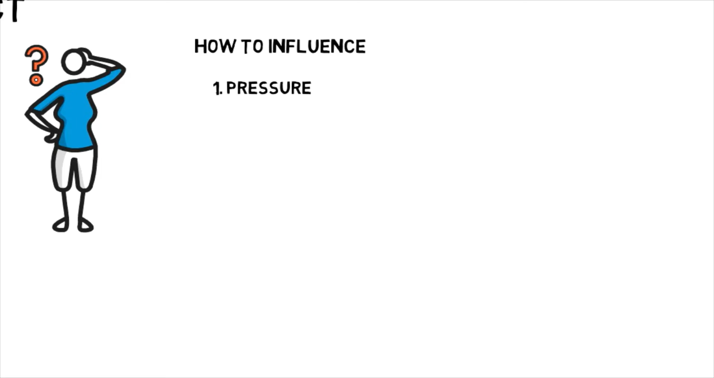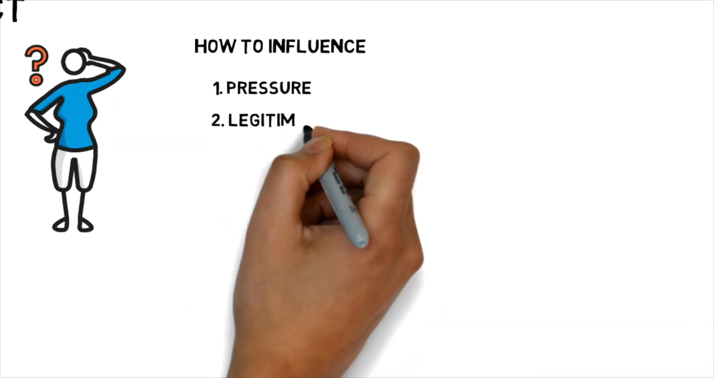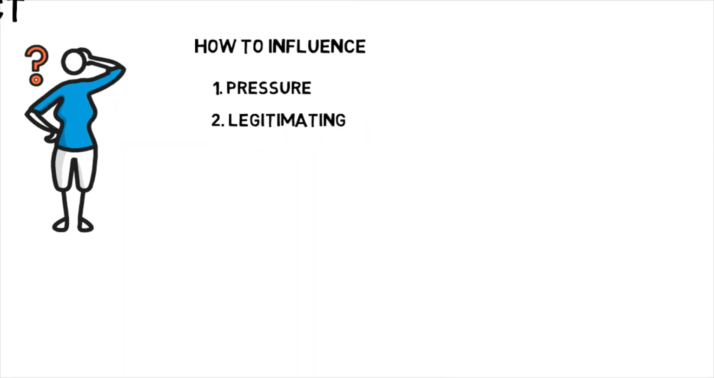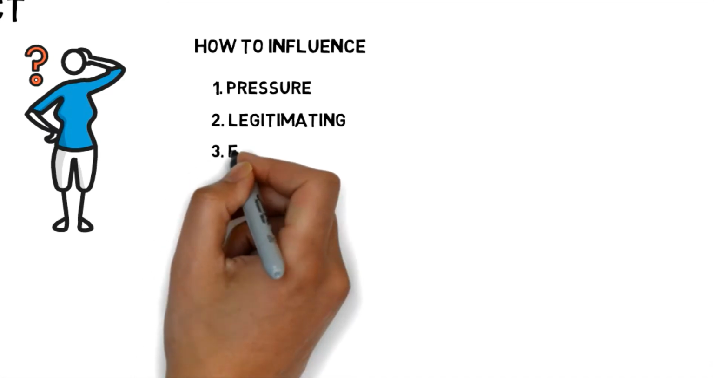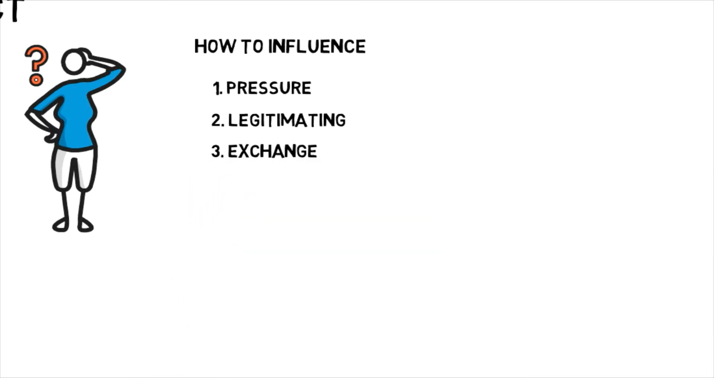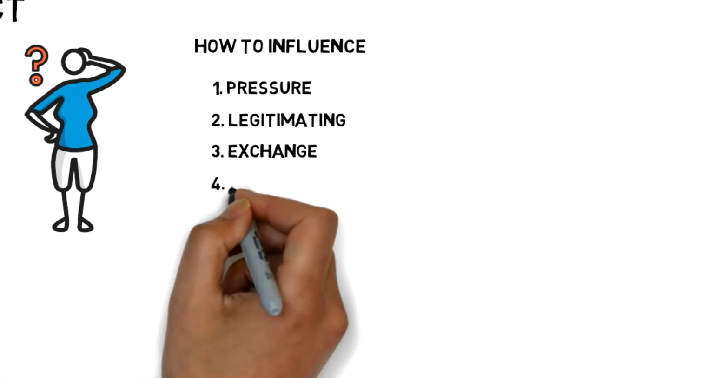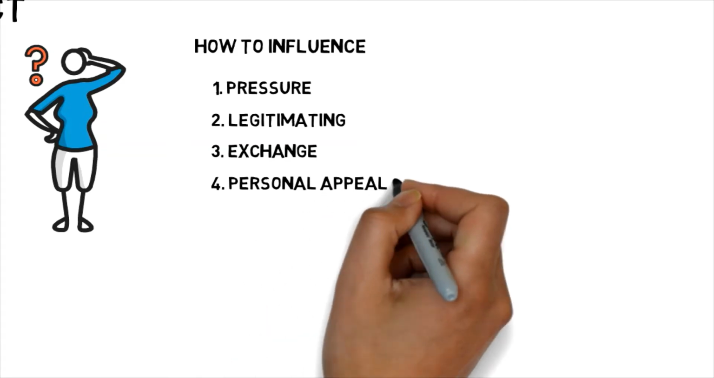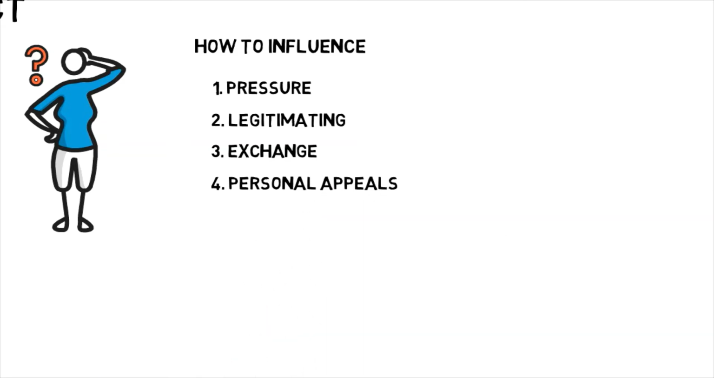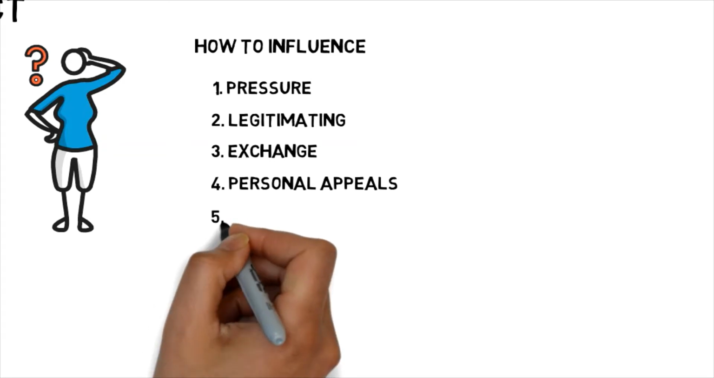Number 2 is legitimating, which is when leaders establish their authority as the basis for a request. Number 3 is exchange, which is when leaders provide incentives for gaining a higher level of compliance with orders or instructions. Number 4 is personal appeals. This is when the leader asks for a subordinate's support based upon their personal or long-standing professional relationship, generally out of loyalty.